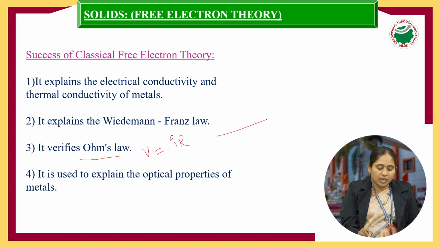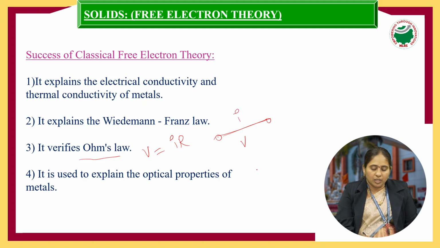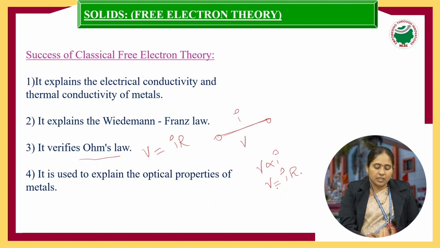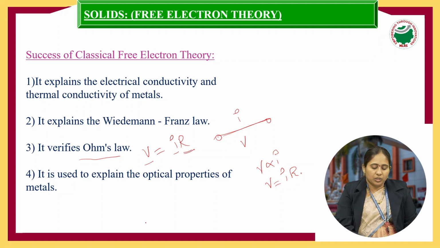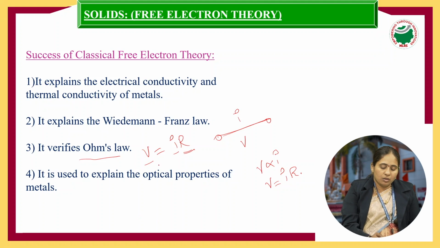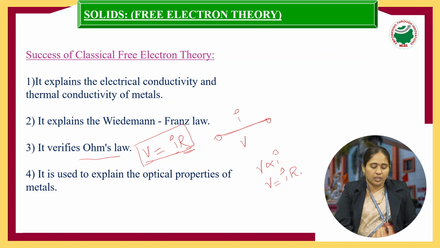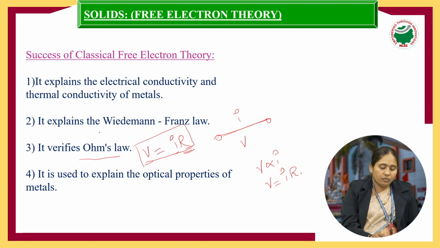If you take any metallic wire and apply a potential to it, then what will happen? Current passes through the material. That current is directly proportional to voltage, so V is directly proportional to I, which means V equals I into R, where R is the resistance, I is the current, and V is the potential applied to the material. So the formula V equals IR, that is Ohm's law, was verified using the classical electron theory. Next one, Wiedemann-Franz law.